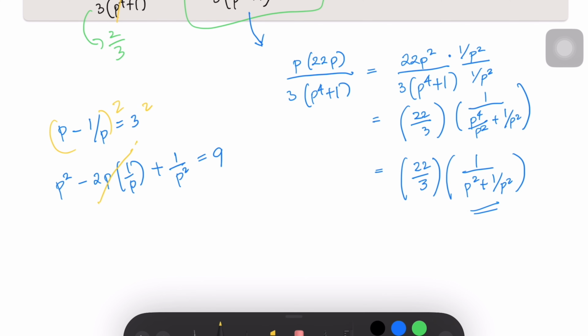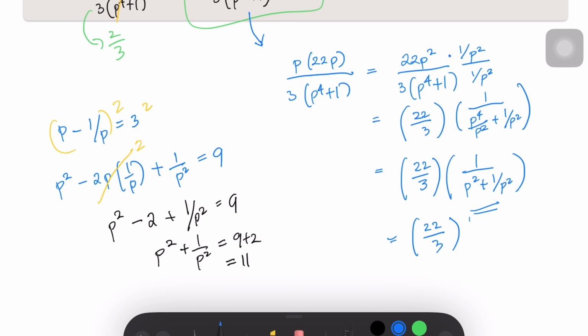This thing here simplifies to 2. So we have p squared minus 2 plus 1 over p squared is equal to 9. We can isolate the variables on the left side to get p squared plus 1 over p squared is equal to 9 plus 2, or 11. So this thing here is actually equal to 11. So we have 22 over 3 times 1 over 11, and that's equal to, cancel this out, we get 2 over 3.